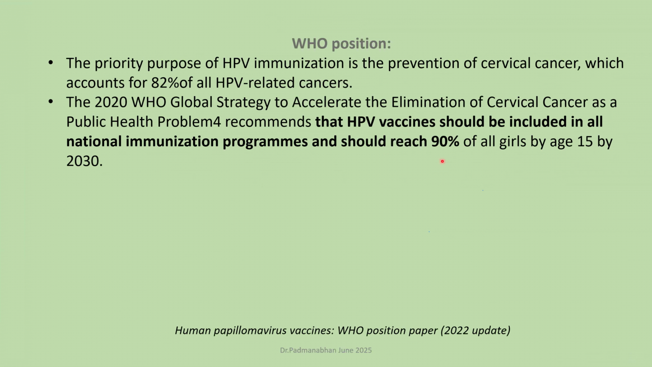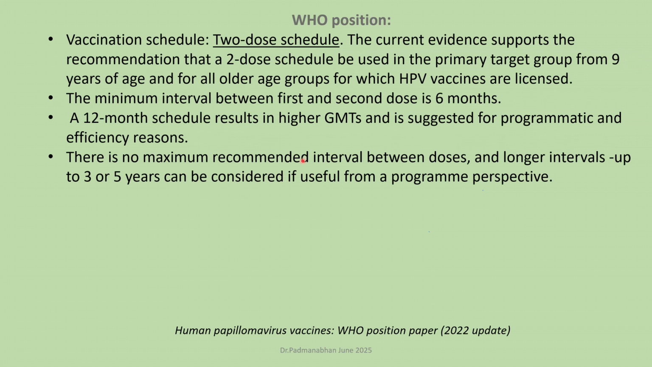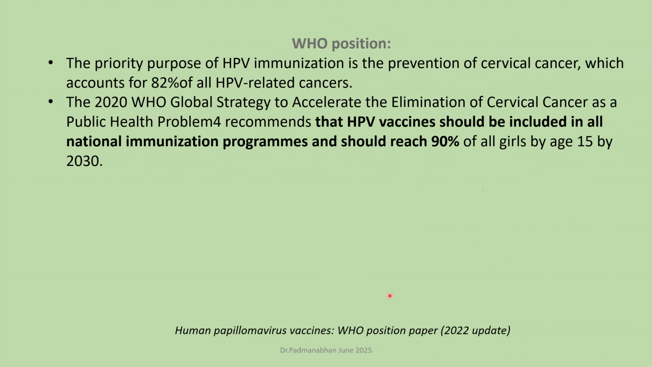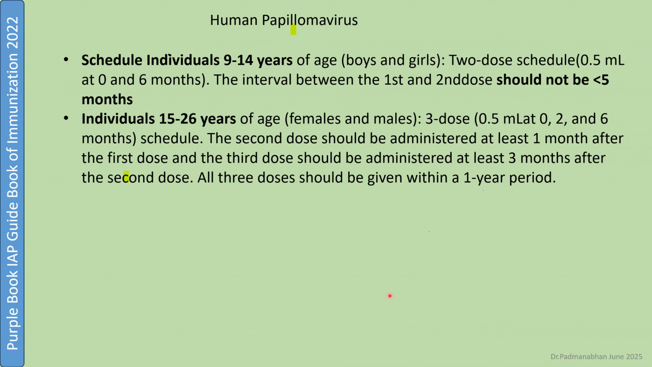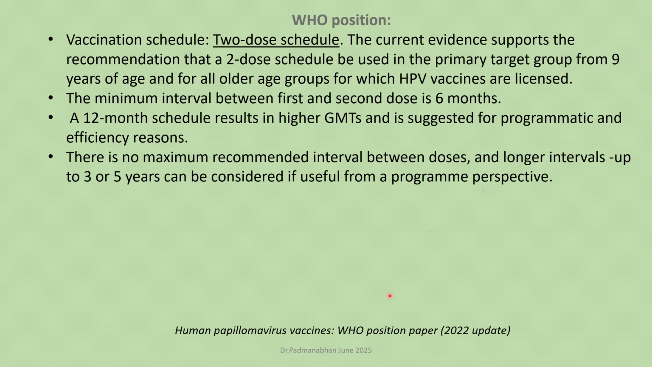What I want to stress is prevention of cervical cancer. The global strategy to eliminate cervical cancer says HPV vaccine should be included in the national program and should reach 90% of all girls by 15 years. Now, there's another thing which has come up. Normally, we are using the 2-dose schedule. For the human papillomavirus, they have written that after the age of 15, you should give 3 doses. But now what has happened is the WHO has come down to a 2-dose schedule.